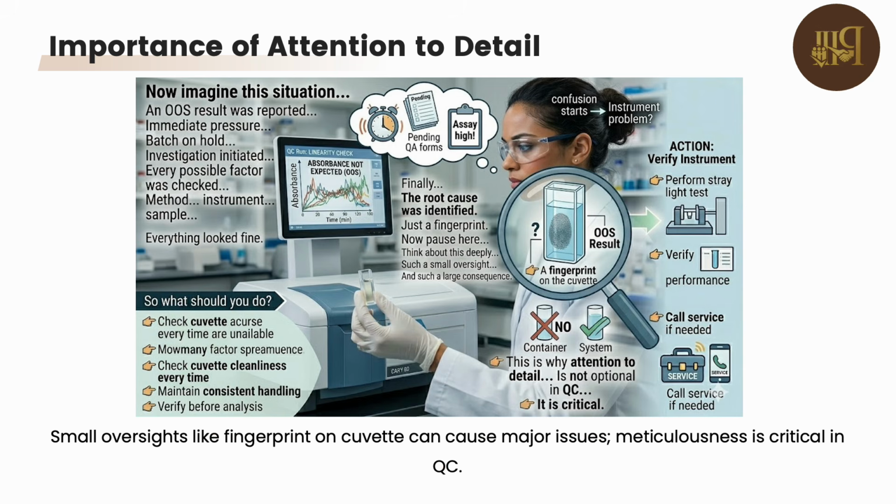Let me leave you with a real situation. An OOS result was reported. Immediate pressure, batch on hold, investigation initiated. Every possible factor was checked. Method, instrument, sample, everything looked fine. Finally, the root cause was identified, a fingerprint on the cuvette. Just a fingerprint. Now pause here. Think about this deeply. Such a small oversight and such a large consequence. Now ask yourself, how many times have we done this without realizing? This is why attention to detail is not optional in QC, it is critical.